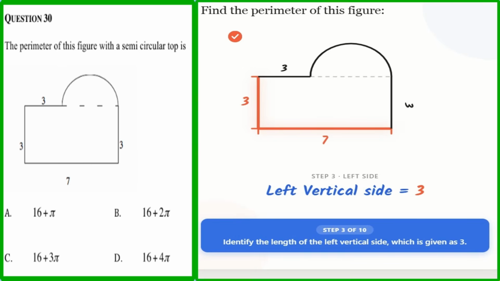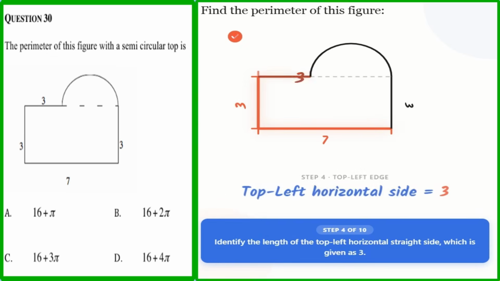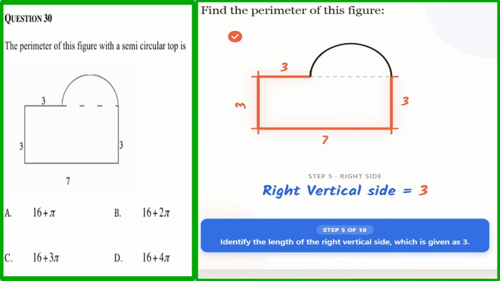Step 4. Moving to the top left horizontal straight side. Its length is also given as 3. So, the top left horizontal straight side equals 3. Step 5. Now the right vertical side. Just like the left side, its length is 3. The right vertical side equals 3.